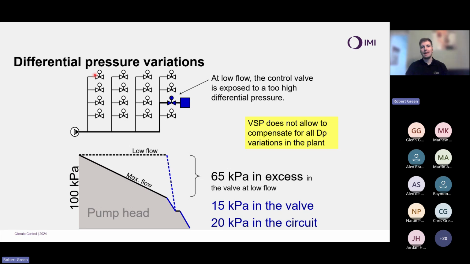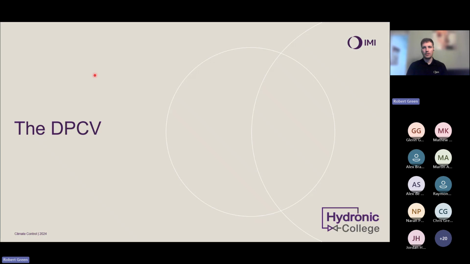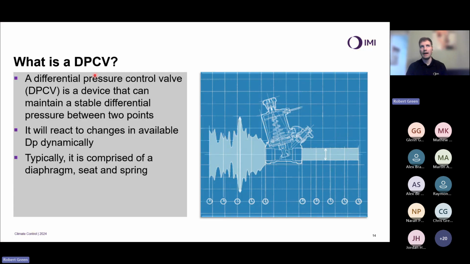So we're going to need to look at a different way of doing things. And the variable speed pump is not compensating for all of this. So we may need to look at something different. And this is where the differential pressure control valve, the DPCV, may come in. So for those of you that may not be familiar with a differential pressure control valve, I thought I'd do a very quick recap on what they are.